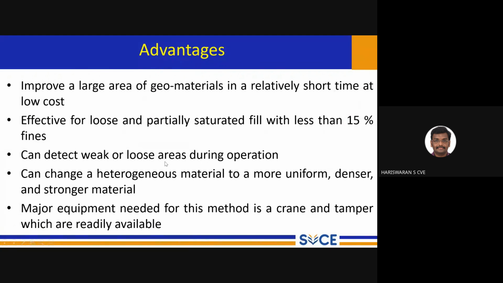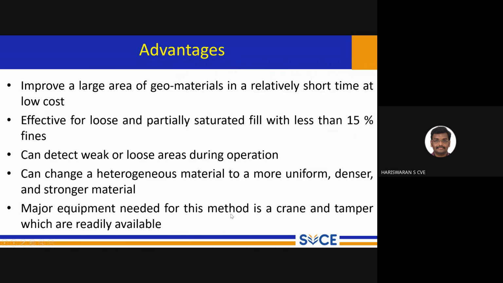It can detect weak or loose areas during operation, because when we are applying the same type of loading for a particular region, after moving a certain distance horizontally, when we are executing the same energy, same height of drop, now the subsidence may be more than what we initially expected. Then we come to know there is some weak layer present below that region. So indirectly we are able to assess or detect weak soil below this. The changes in a heterogeneous soil we can also indirectly predict.